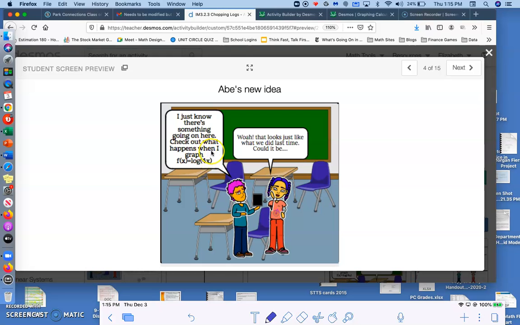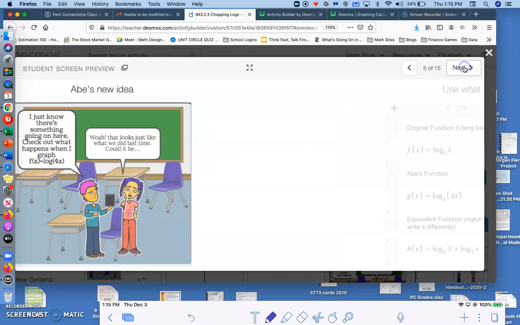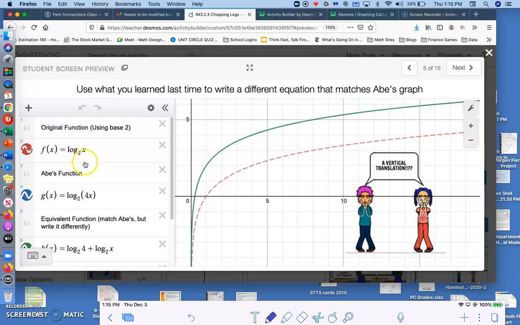Check what happens when you graph the log of 4x. So if we look at this, log base 2 of 4x. Here's our original, log base 2 of x, and log base 2 of 4x. What happened here? If we look at our graph, the dashed line up to this blue line, it looks like it's been moved up. As they say there, that's a vertical translation.